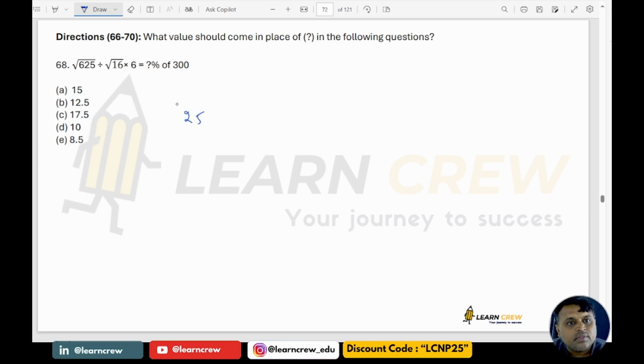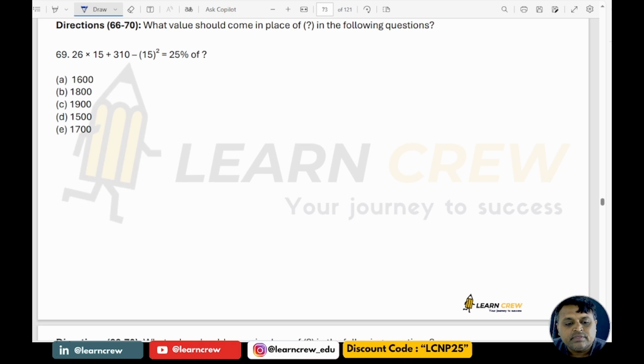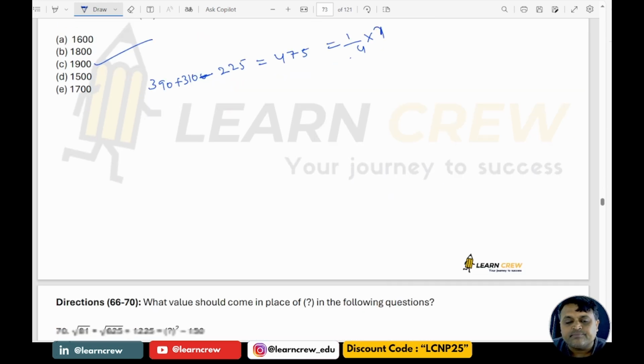Next, 25 into 4 is 100. 25 divided by 4 into 6 is equal to x percentage. 2 zeros cancel, 6 twos are 12, so x is 12.5. Now 69. 26 into 15 is how much? 390. 390 plus 310 is 700. 700 minus 225 is 475. 475 is equal to 25% of how much? 1/4 of x. So 475 into 4 is 1900.